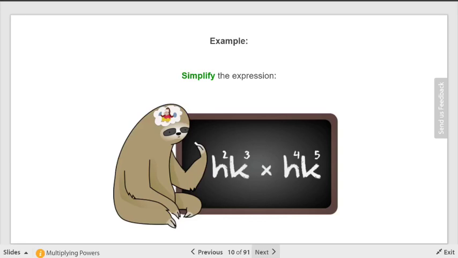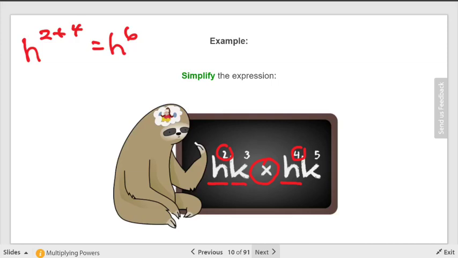Okay. So the most important thing I can do is identify the operation. What operation is indicated here? Multiplication. Okay. And when I'm multiplying, if they're like bases, I can keep the base and do what to the exponents? Add them. What is the first base you see? H. And then there's another H, isn't there? Yeah. So it's H to the what? 2 plus 4 gives me H to the 6.